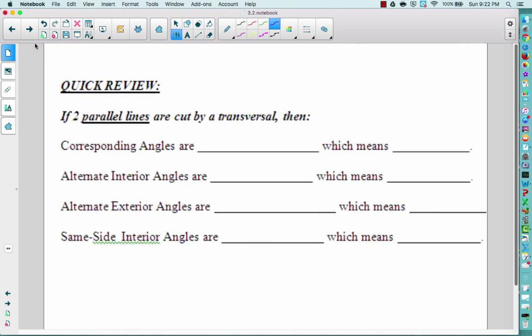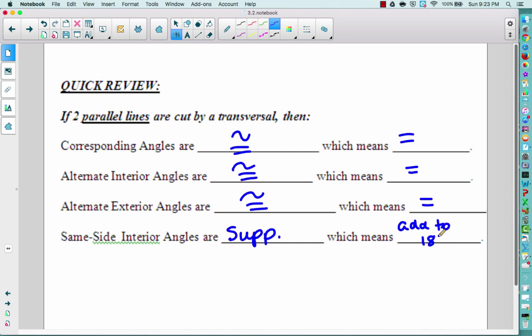All right, let's just recap. Okay, so the quick review. If 2 parallel lines are cut by a transversal, then corresponding angles are congruent, which just means they're equal. Alternate interior angles are also congruent, which just means equal. Alternate exterior angles are congruent, which just means equal. And same side interior angles are supplementary, which means they add to 180. And that's basically what happens when we have 2 parallel lines cut by a transversal.